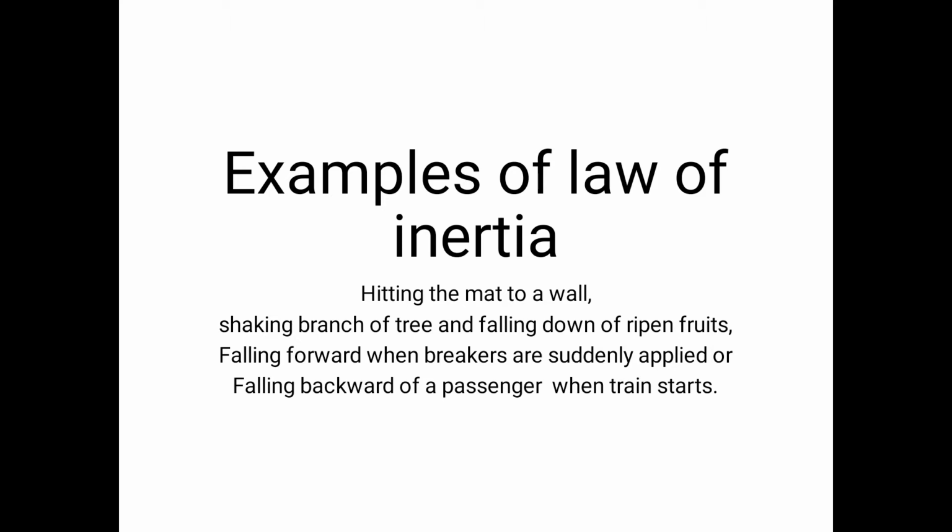A shaking branch of a tree. Of course, the ripe fruits will fall down because the fruits are at rest, whereas the branch of the tree is in motion because the inertia of motion is given by you to the branch. But we do not apply force directly on the fruit, so they remain at that point and then gravity pulls them down. That's why they fall down on the earth.